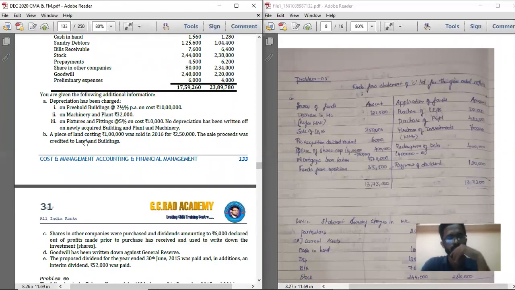So next is land costing 1 lakh is sold for 2,50,000. The sale proceeds were credited to land and buildings. So there is some incoming of cash, that is 2,50,000. So the 2,50,000 is nothing but a source of funds. In source of funds, you should show sale of land and building.